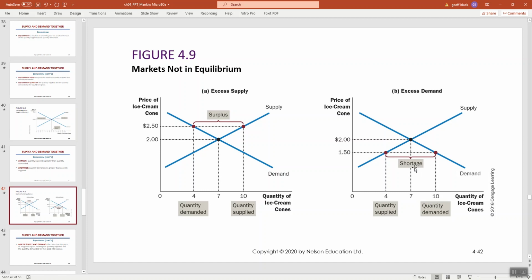There's not enough. So how do we figure out what's the right price for ice cream, where there's not too much of it being supplied and not enough demanded, or too much demanded and not enough supply? Well, it's at this one point, this equilibrium point, right? So there's really only three places you can be. You can be in equilibrium, a surplus, or a shortage.